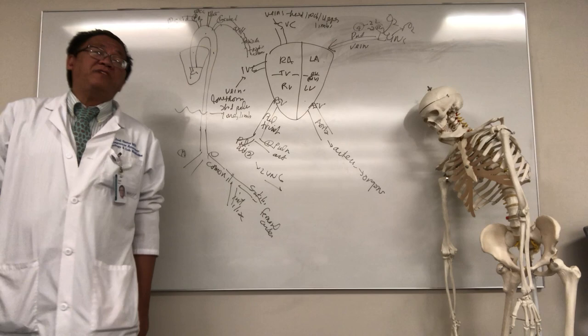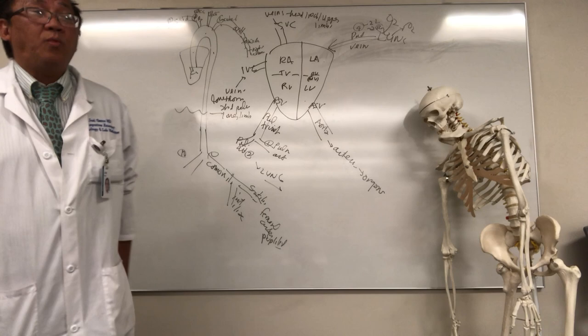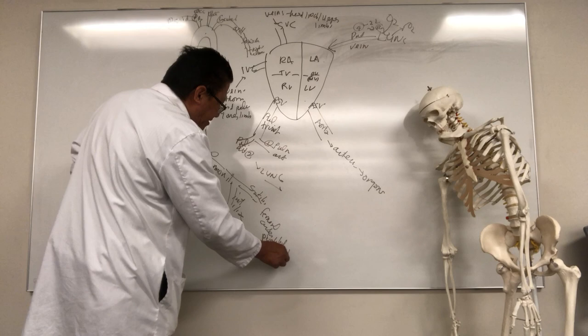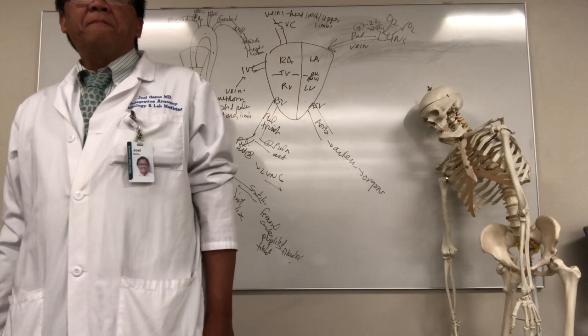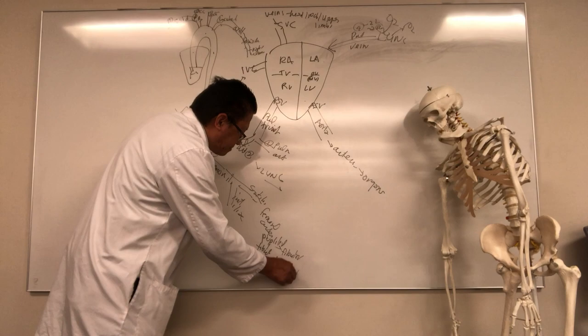Popliteal. What does popliteal mean? Behind the knee. And then the popliteal divides into two. What are these two? Tibial and fibular arteries. Do you understand? Is that clear? And then, of course, the fibular part of that becomes the dorsalis pedis artery. What's the name of the artery? Dorsalis pedis.